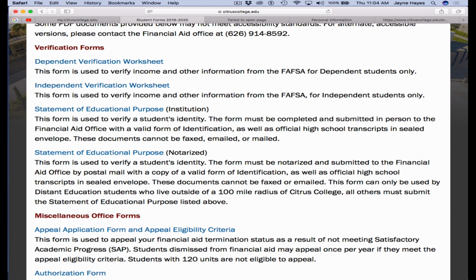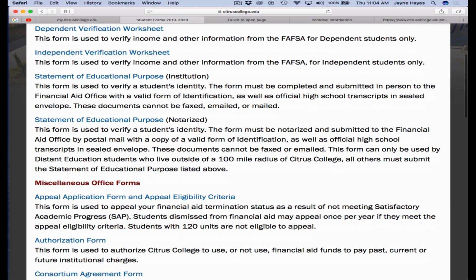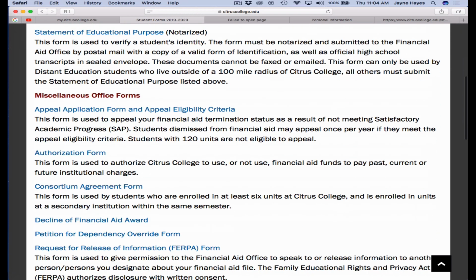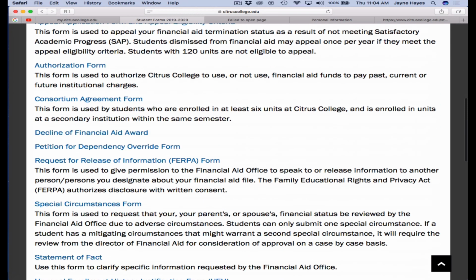These forms will be required just in case you are selected for verification, or, for example, if you need to do an appeal application or a special circumstance. I want to focus real quick on the special circumstance form. Where's that? It's down right there, at the bottom.